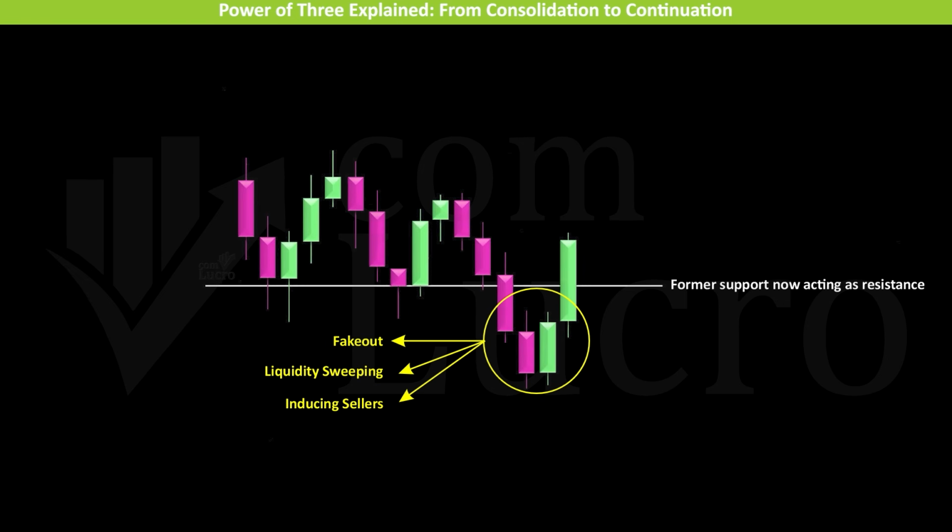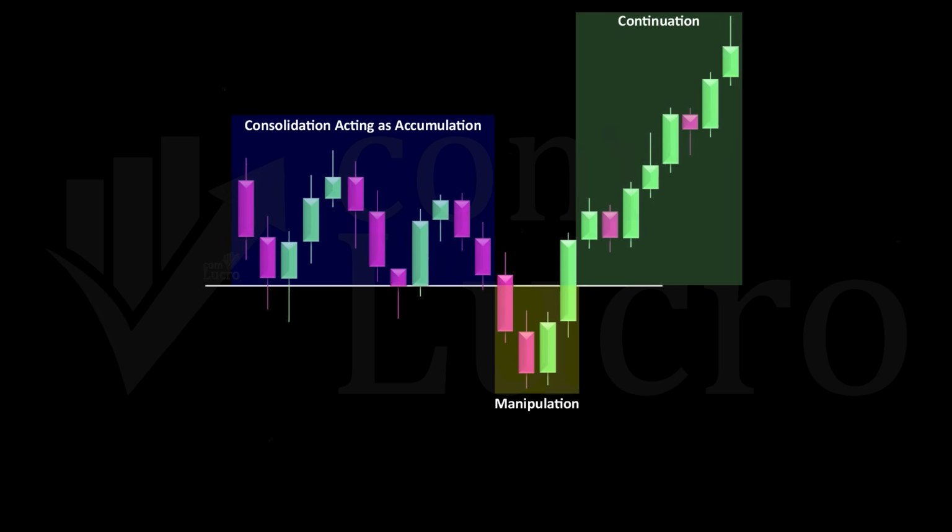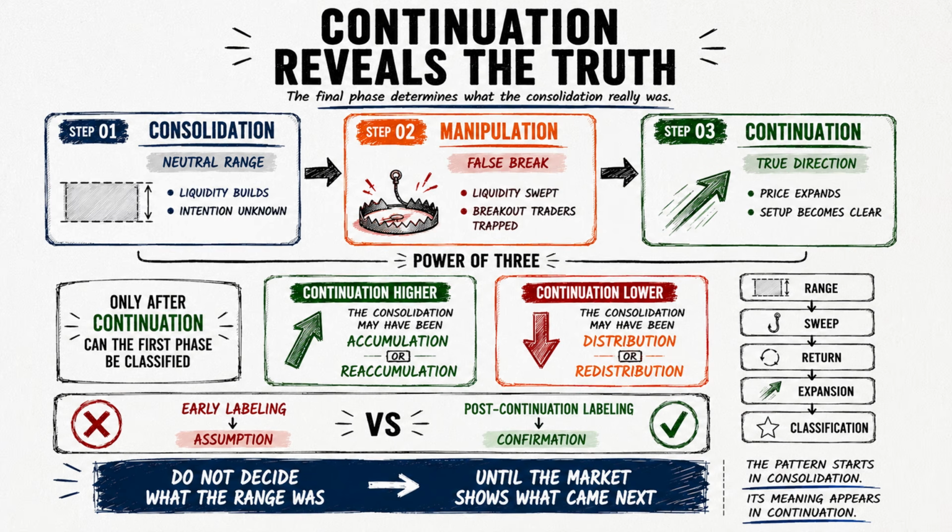Once liquidity has been collected, price typically expands in the opposite direction. This final phase is what we refer to as continuation, and it is where trade execution takes place. As traders applying smart money concepts, the objective is to enter after liquidity has been taken and stops have been triggered. In simple terms, the power of three framework describes a sequence of consolidation, manipulation, and continuation, with accumulation or distribution only becoming clear after the continuation phase unfolds.